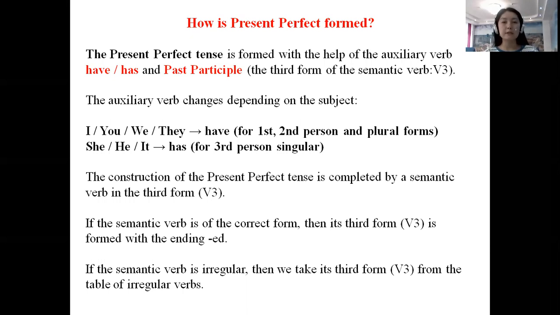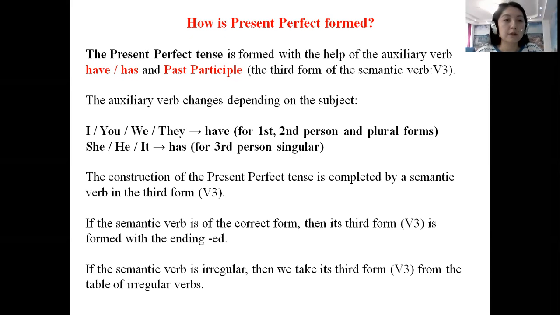Okay, now how is the present perfect formed? The present perfect tense is formed with the help of the auxiliary verb have or has and the past participle, the third form of the semantic verb, yes. The auxiliary verb changes depending on the subject. Okay, look at this slide.